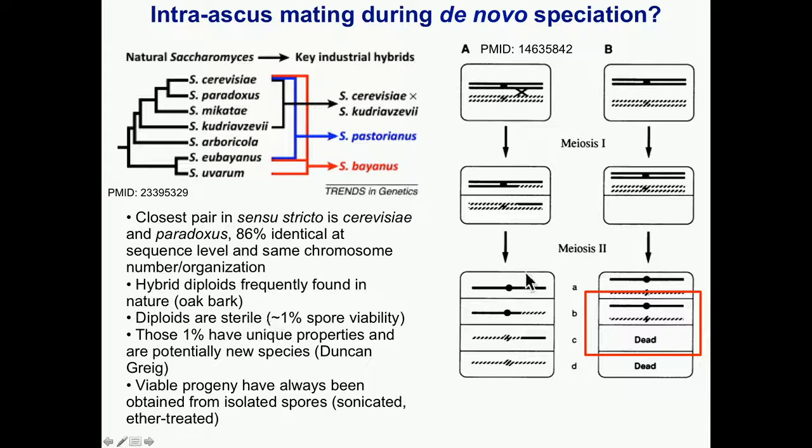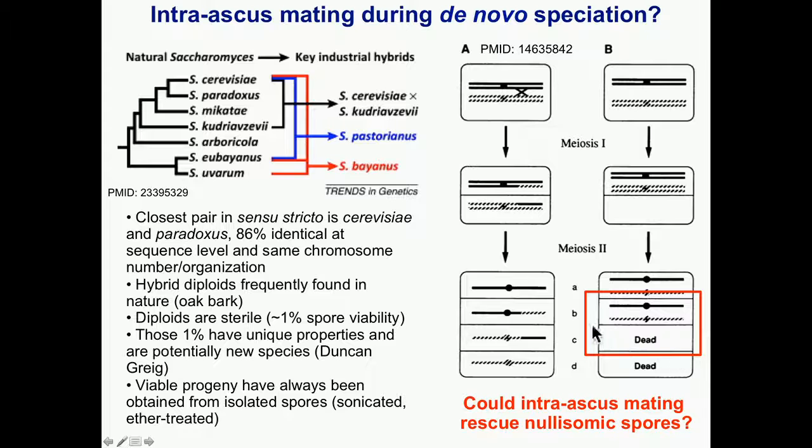And so very few of the spores are viable, because for any of the 16 chromosomes, many spores fail to inherit even a single copy. But those rare viable progeny do have unique properties and are potentially new species. I noticed in these studies, though, that viable progeny have always been isolated from isolated spores in which there was no opportunity for inter-ascus mating.